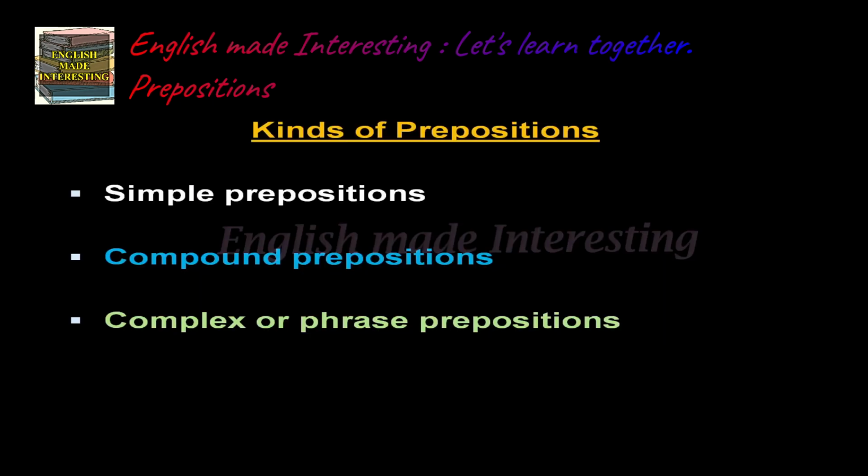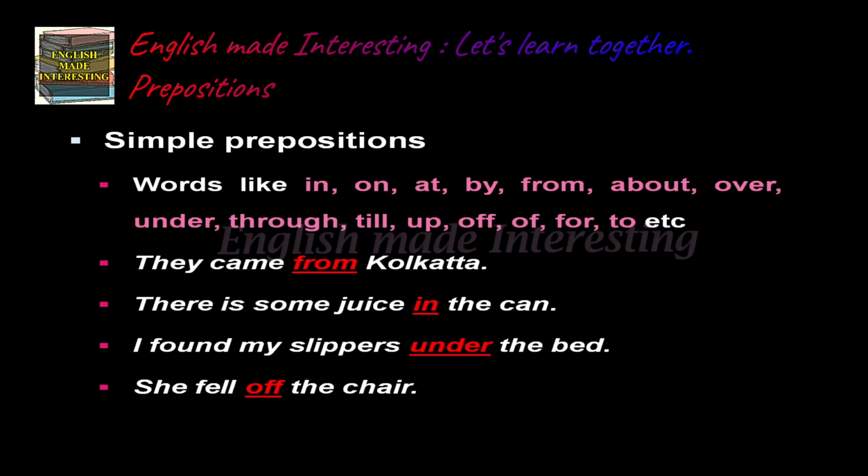Now we'll pass on to the kinds of prepositions. You have simple prepositions, compound prepositions, and complex or phrase prepositions. Now on to simple prepositions. Words like in, on, at, by, from, about, over, under, through, till, up, of, for, to, etc. These are all simple prepositions.